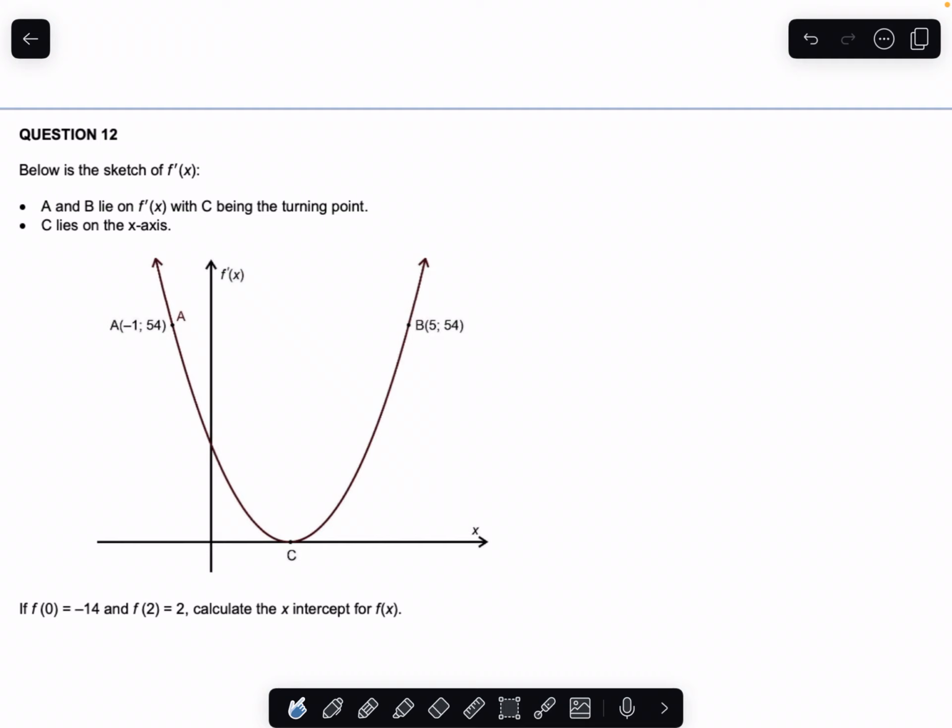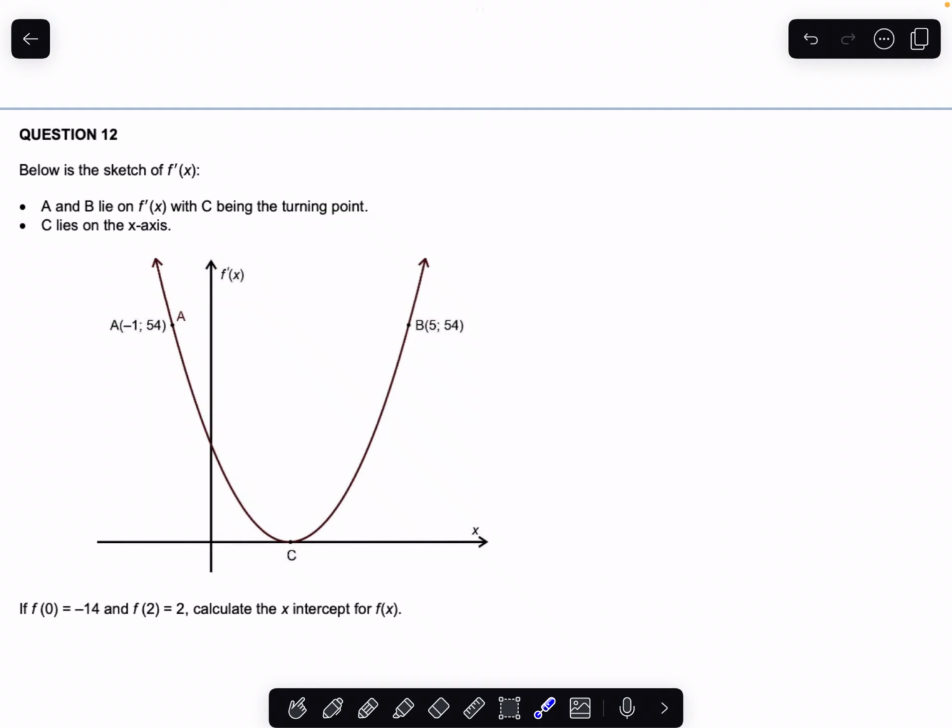Below is the sketch of f prime x, okay? A and B lie on f prime x with C being the turning point. Okay, so let's just digest what this means. The very important thing is to think about this, because most likely it's going to be a question where we're asked to discuss some aspect of f of x based on this graph, the graph of f prime x.